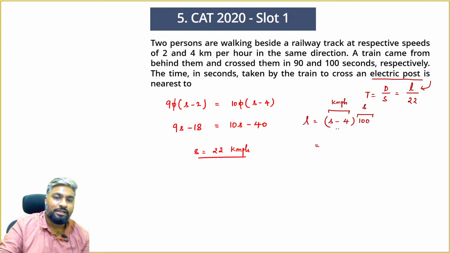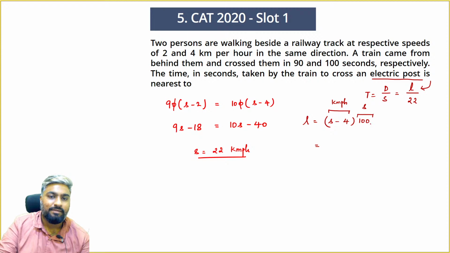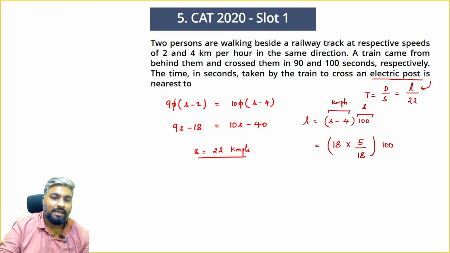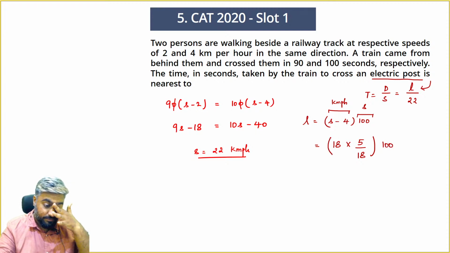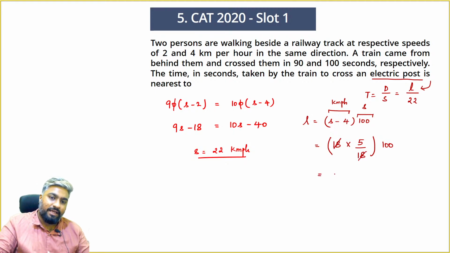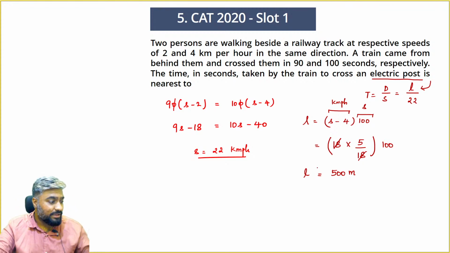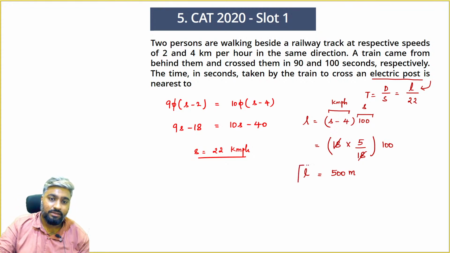If I convert this into meters per second, I'll get the answer in meters, correct? So s minus 4, that is 22 minus 4 into 5 by 18, kilometers per hour into meters per second, into 100. Say yes if you got this, guys, everybody. So 18 gets cancelled. What am I getting? Length of the train is 500 meters. Clear, everybody? What is the length of the train? 500 meters.